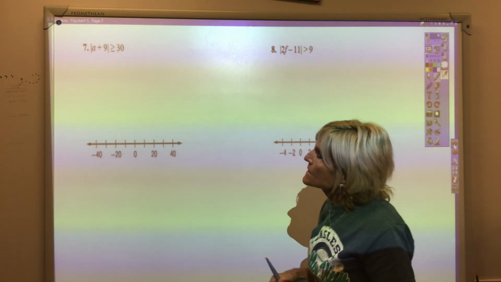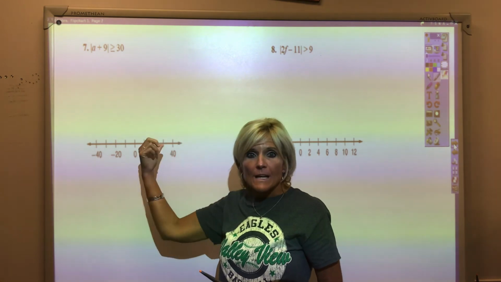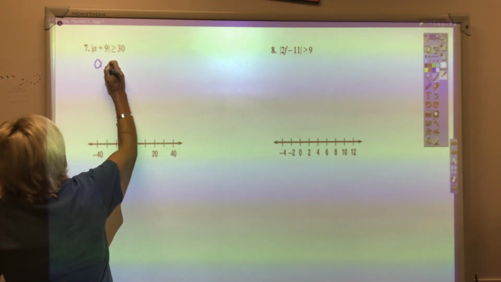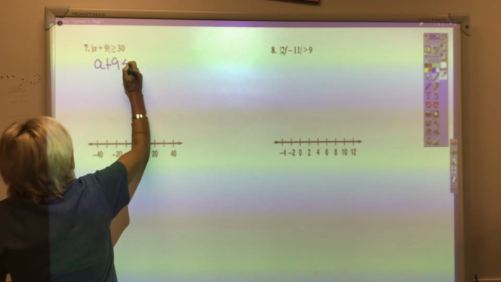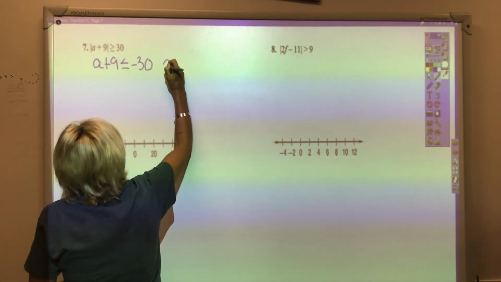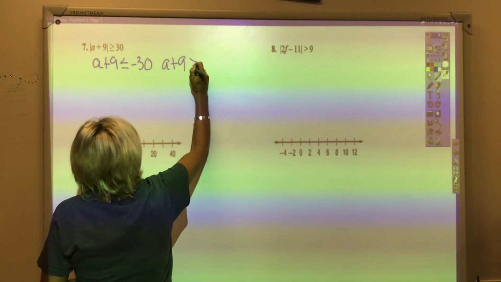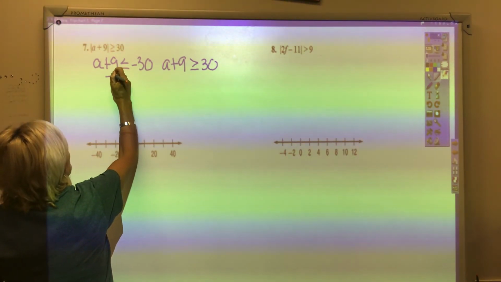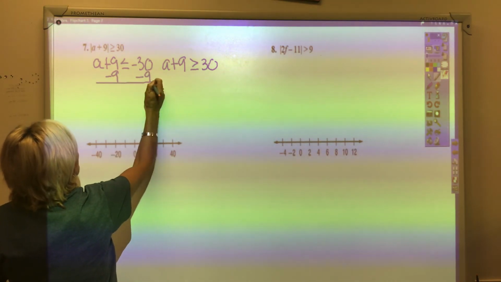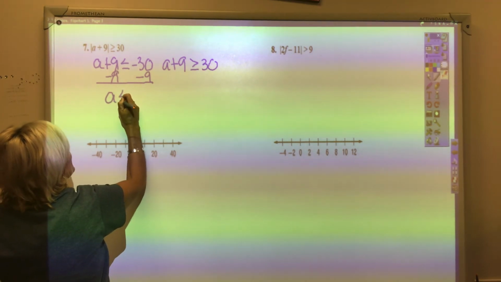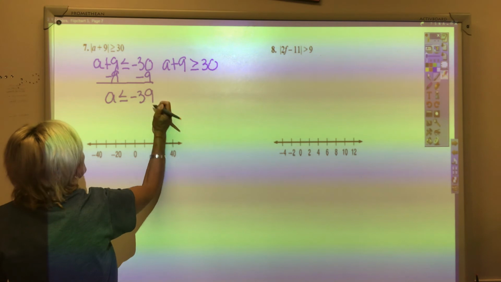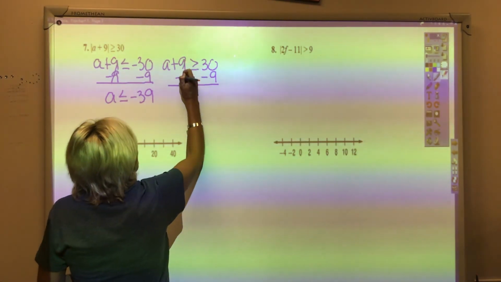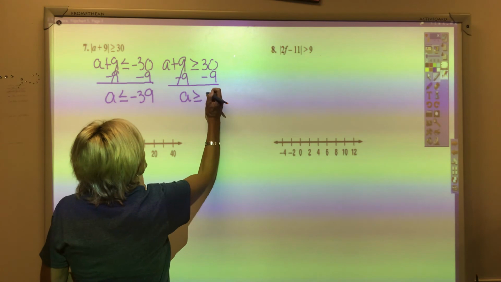Alright, on 7 and 8, you can see that we're going to the right. So if we've got a right, we need a right and a left. So the way you write this would be a plus 9 is less than or equal to negative 30. A plus 9 is greater than or equal to 30. We would subtract 9. You would have a is less than or equal to negative 39. We would subtract 9, and a is greater than or equal to 21.